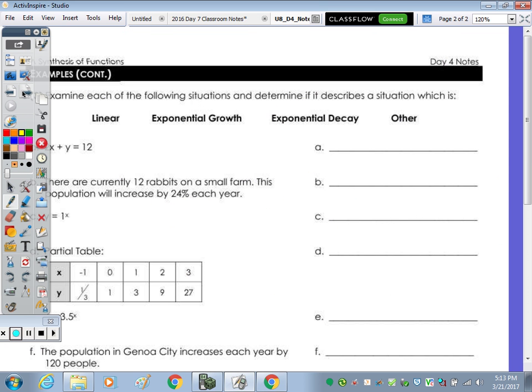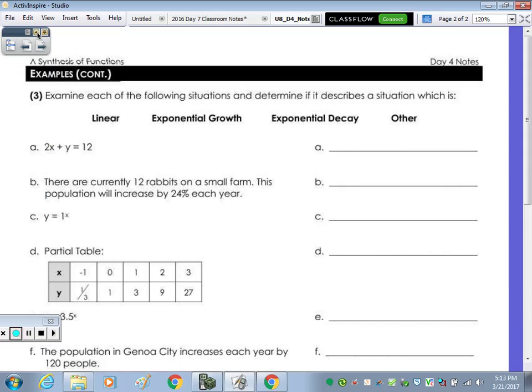On the back side, it says examine each of the following situations and determine if the situation is a linear type of situation or exponential. So let's get rid of this here. And then the first one, 2x plus y equals 12. Well, in subtracting the 2x, we end up with y equals 12 minus 2x, or negative 2x plus 12. Because we have an x and a y, and they're not in the exponent, and we can solve for y and have it in terms of mx plus b, this is linear.